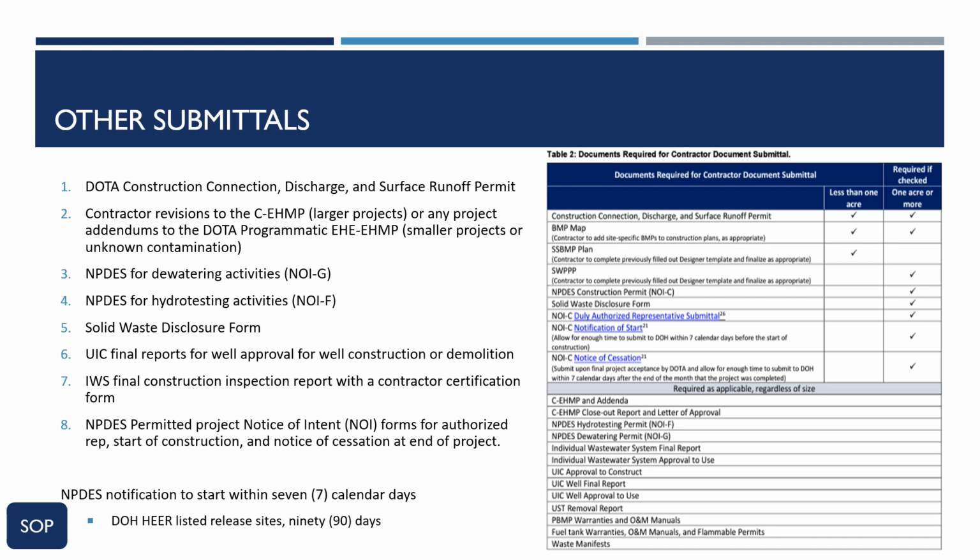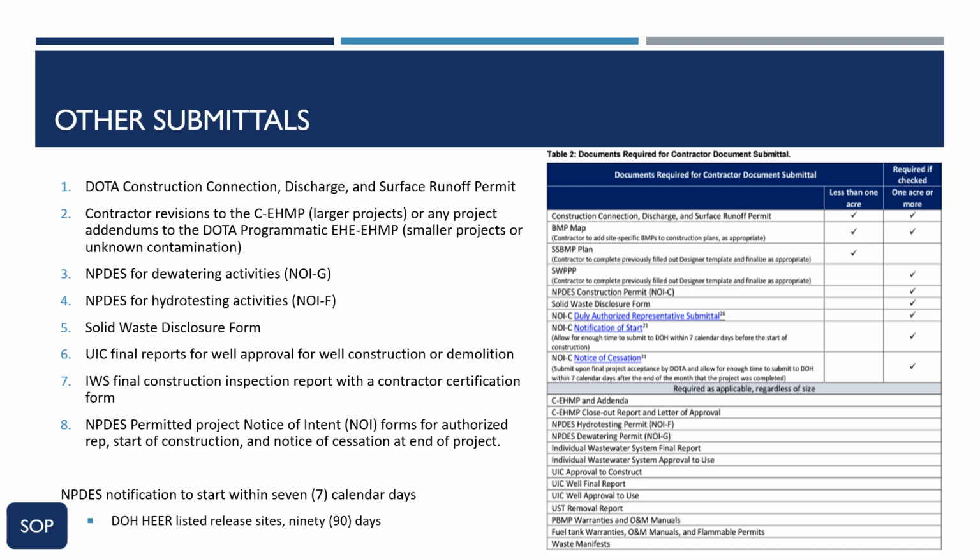NOI-F. 5. Solid waste disclosure form. 6. UIC final reports for well approval for well construction or demolition. 7. IWS final construction inspection report with a contractor certification form. 8. NPDES permitted project notice of intent, NOI, forms for authorized rep, start of construction, and notice of cessation at the end of project.